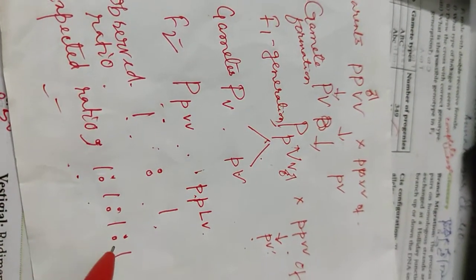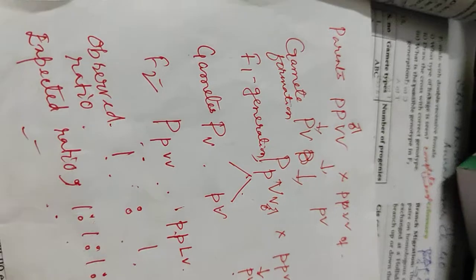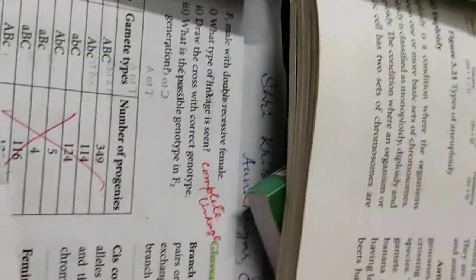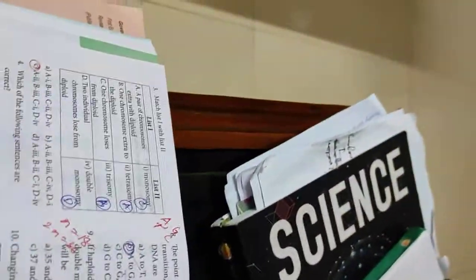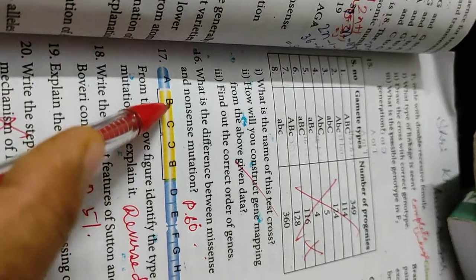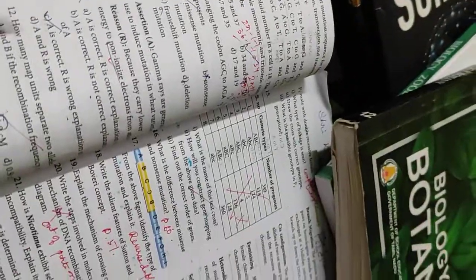Expected ratio to be 1:1:1:1 according to Mendel. But we are getting observed ratio because the genes are located very close to each other. So it is an example of complete linkage. That's why I have drawn here. It is an example of complete linkage. Next question is that cross you have to make, and expected ratio, observed ratio, both you have to say. 15th one, outer portion. 16th one, come to the 16th one. What is the difference between missense mutation, nonsense mutation? Come to the page number 60.